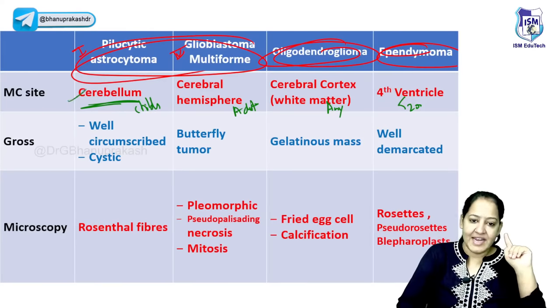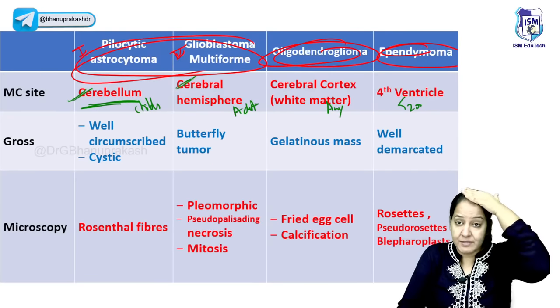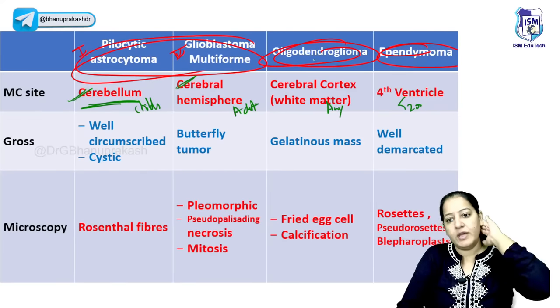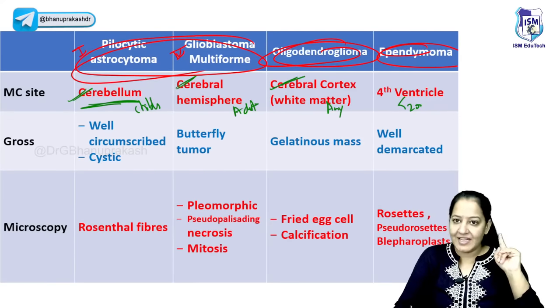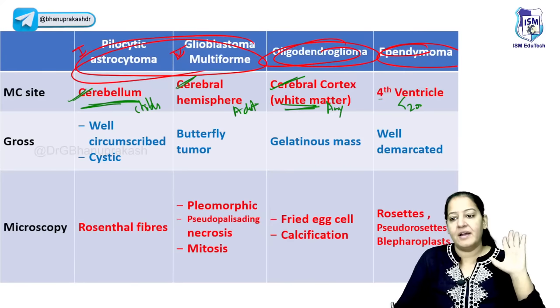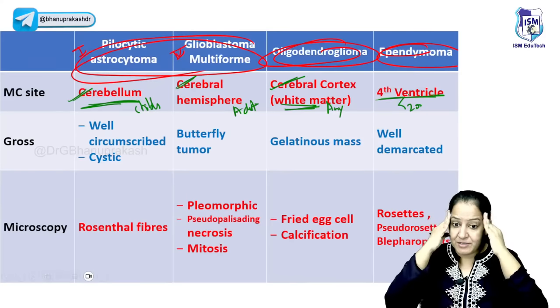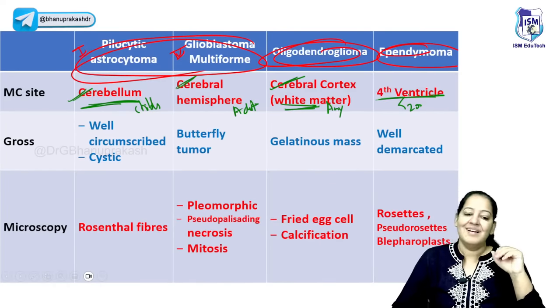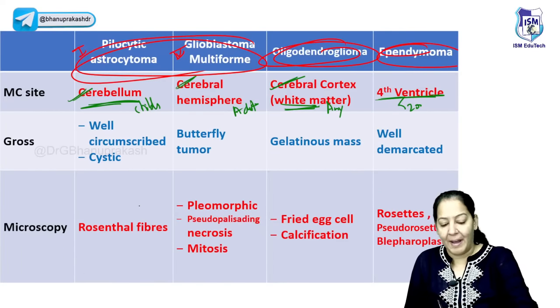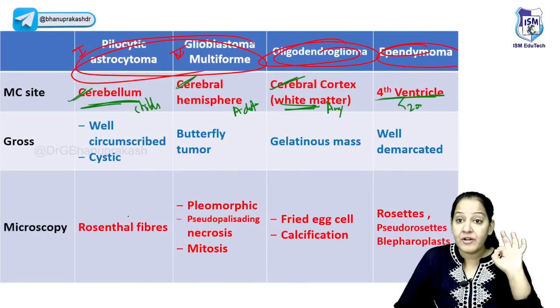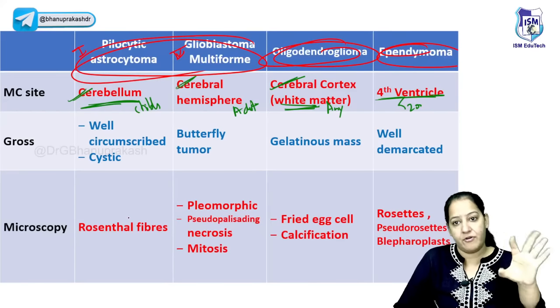Right? Here it is cerebellum. Here it is cerebral hemisphere, especially frontal and temporal. Okay? Here also cerebral cortex, but the white matter. And here it is usually in the ventricles in the brain, especially fourth ventricle. And see, the gross is not very important, but microscopy of all of them is ultra important. The microscopy is ultra important.